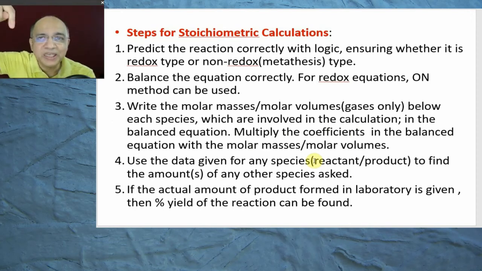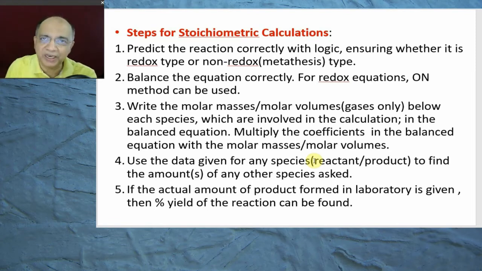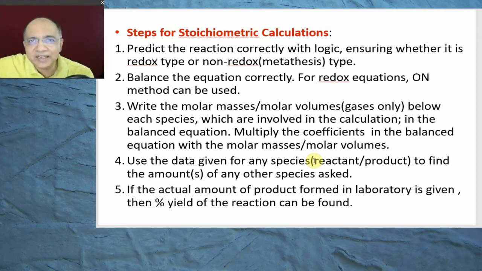Supposing 2A plus 3B gives C plus 4D. So 2A is 2 into A, the molar mass of A or the molar volume of A. If you are given volume data, then molar volume is 22.4 liters at STP. If mass data, into its molar mass. If only moles, nothing has to be written, only the coefficient, 2 in this case. Similarly, 3B is 3 into its molar mass, or 3 into its molar volume, 22.4 liters, or simply 3 moles. That's it. And on the right side, you have to do similar things.